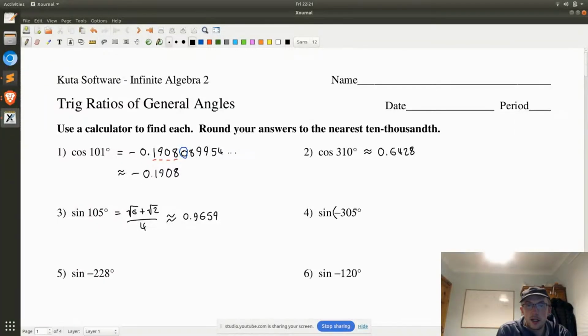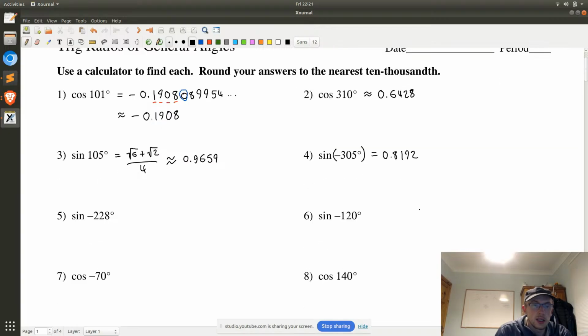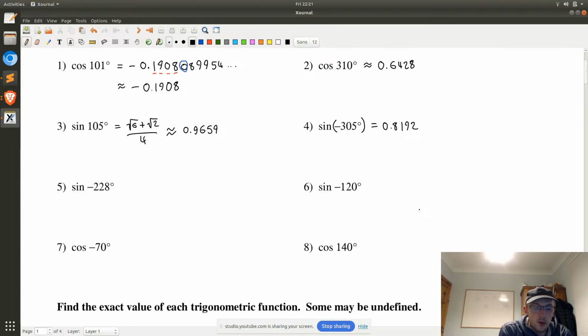This here means sine of negative 305 degrees, which we interpret as a clockwise motion through the 3 quadrants, and then an extra 35 degrees. But we can just type it in, sine of negative 305 degrees, and we get 0.8192. The next 4 are going to be very similar, so we're just going to rush through those.